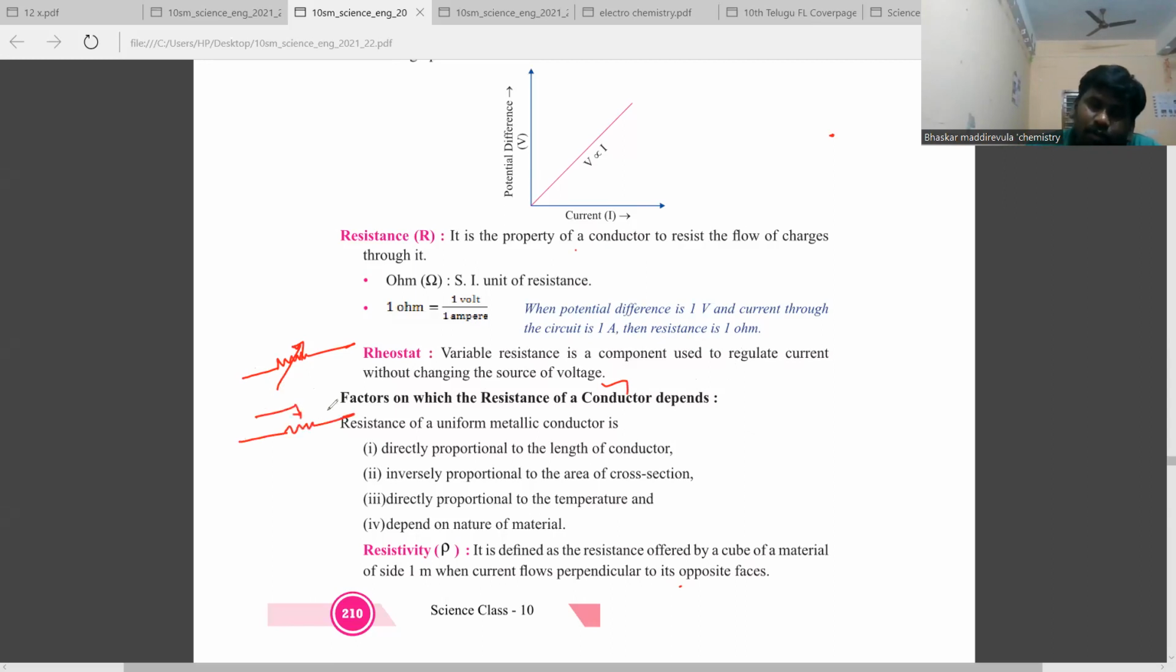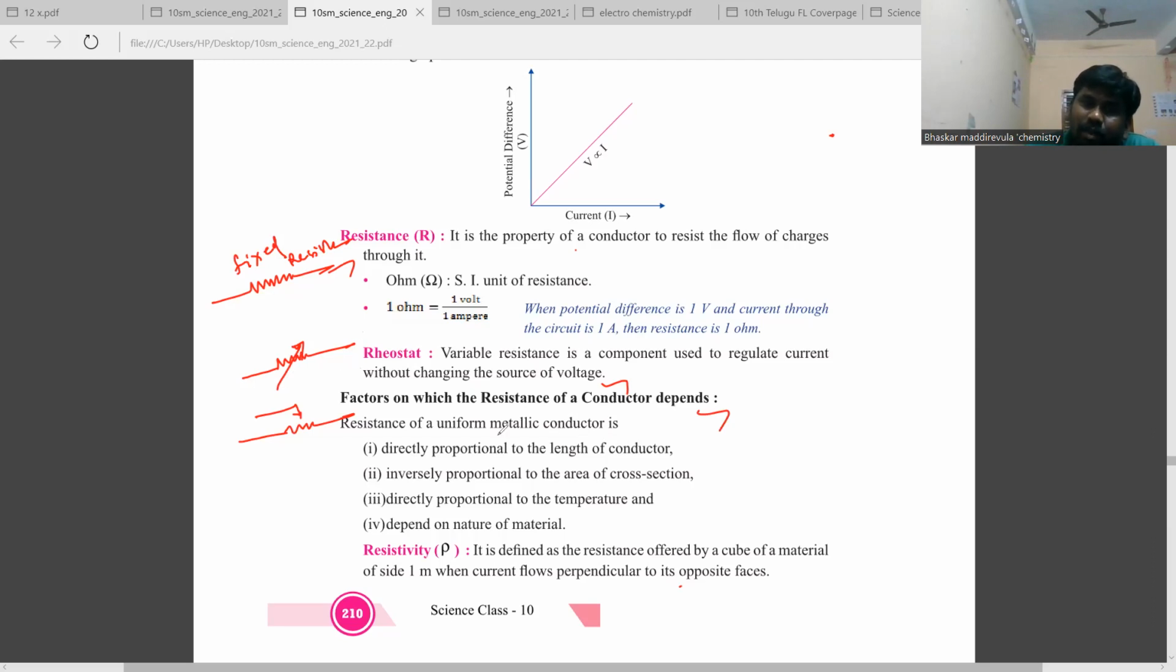Okay. With the rheostat symbol, variable resistance. Fixed resistor we can show like this. This is the fixed resistor. So this fixed resistor has fixed resistance, and a variable resistor has a variable resistance. Now, next we'll go with the factors affecting the resistance of a conductor.